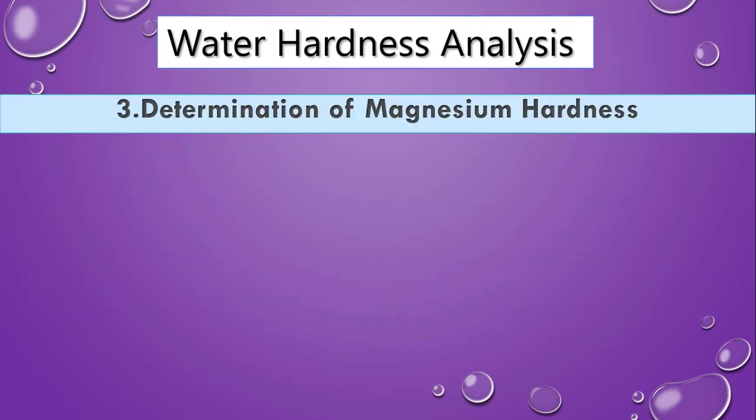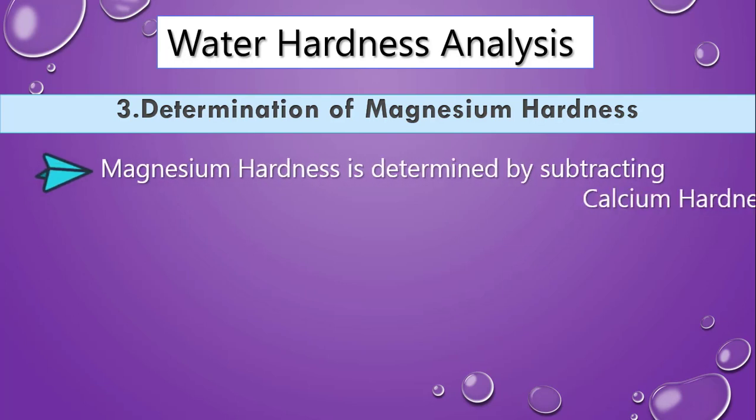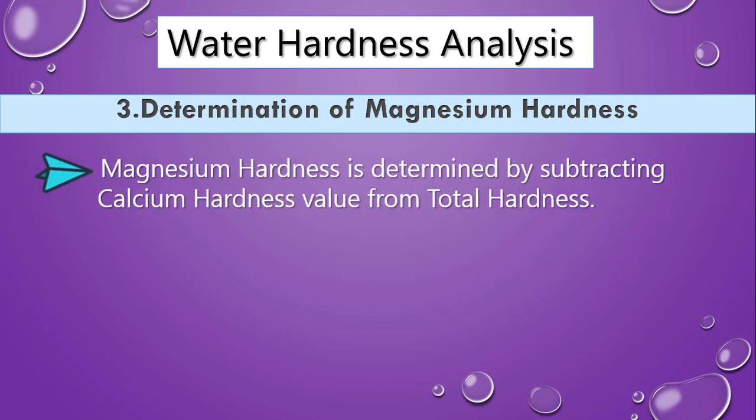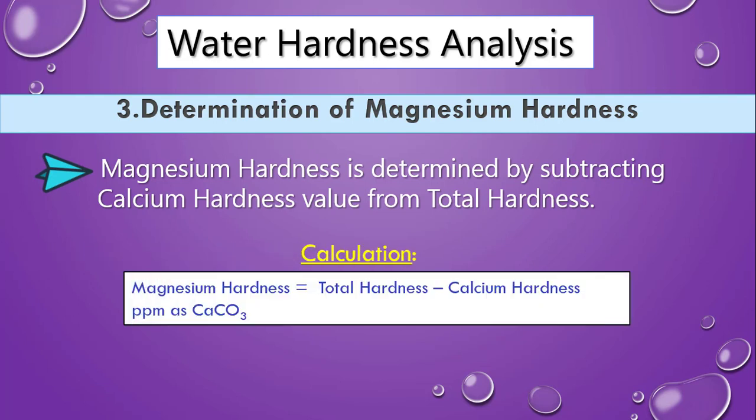Now we determine the magnesium hardness. To determine the magnesium hardness, there is no need to do any titration analysis. Simply we can calculate it, because as I said earlier, total hardness is the sum of calcium and magnesium hardness. So we have two values, total hardness and calcium hardness. To find the magnesium hardness value, we subtract the calcium hardness value from the total hardness value.